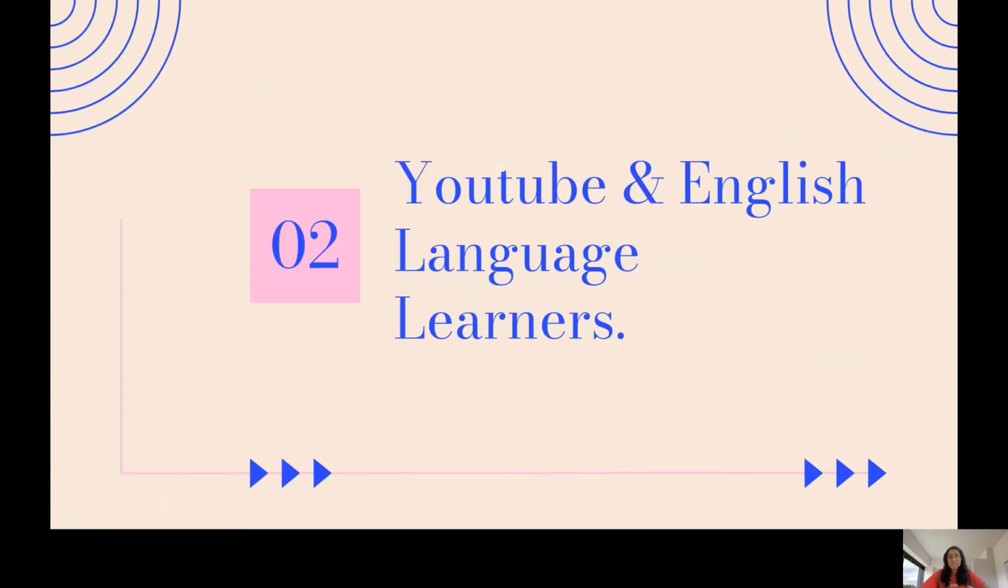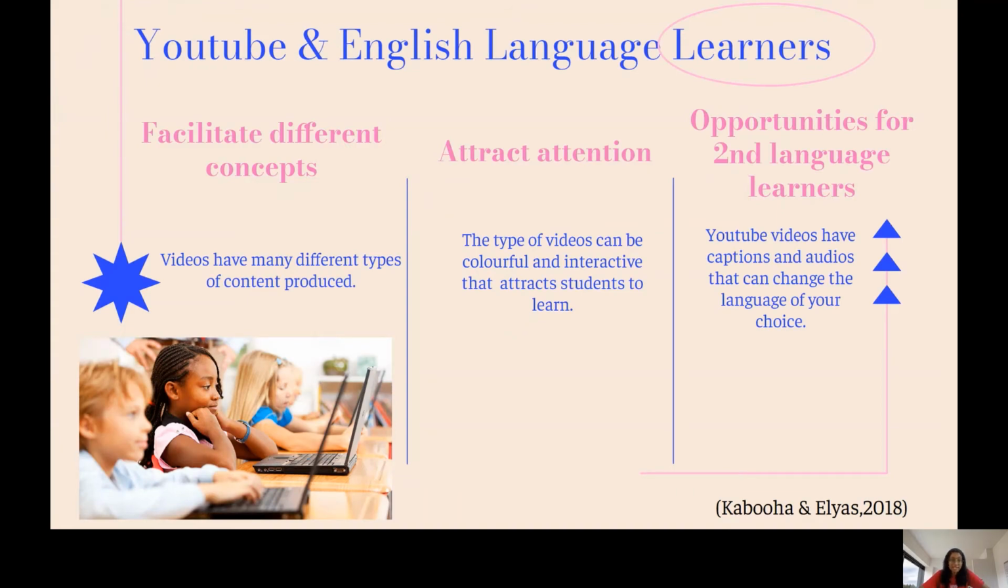So now moving on to YouTube and English language learners and how does it correlate? So firstly, it does facilitate two different concepts. There are many types of videos and contents with an educational background. Second of all will be attracting attention. There are many kinds of videos, like animation or game-based or even images, that are more interactive and attract students' learning. Thirdly would be opportunities for second language learners. As you know, YouTube videos do have captions and audio changes so that learners can change to the language they are fluent in speaking.